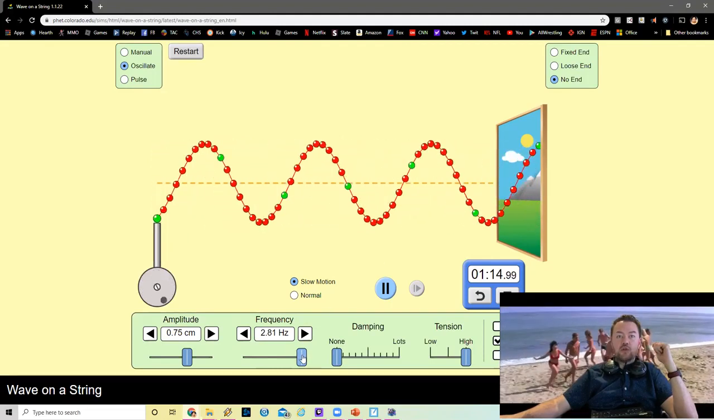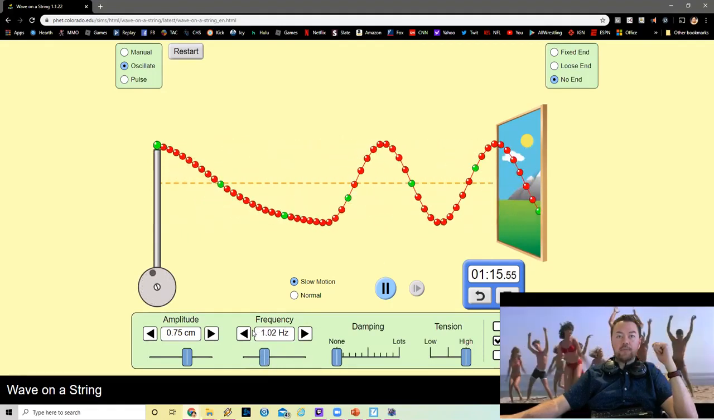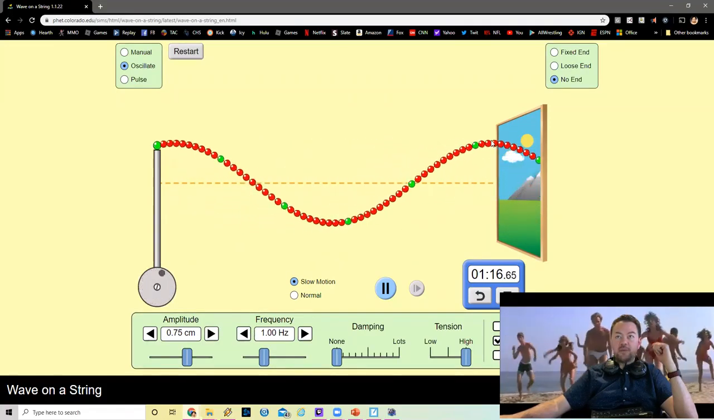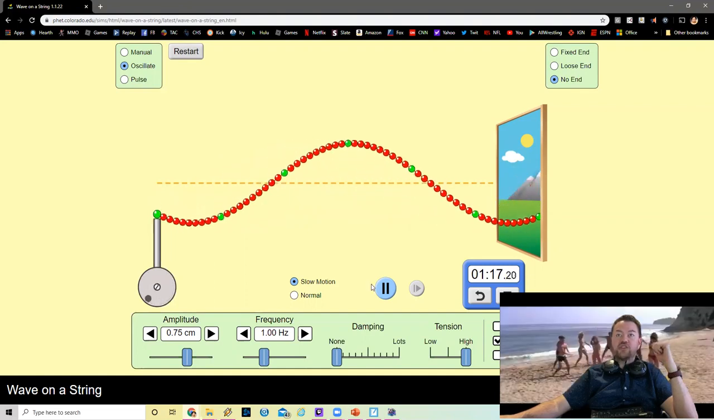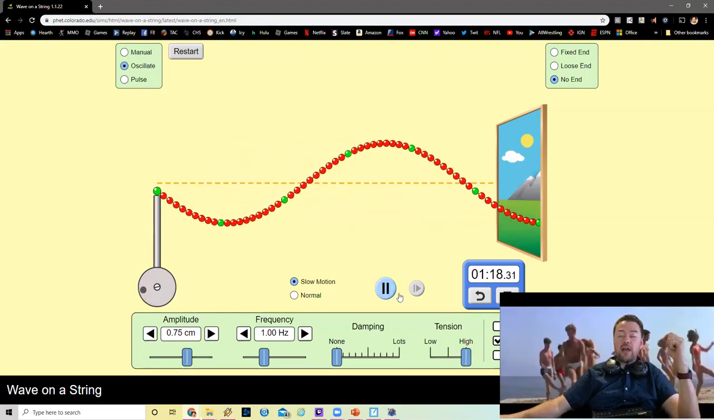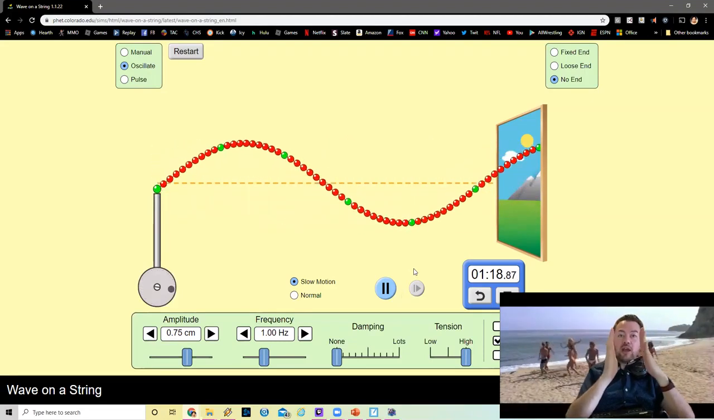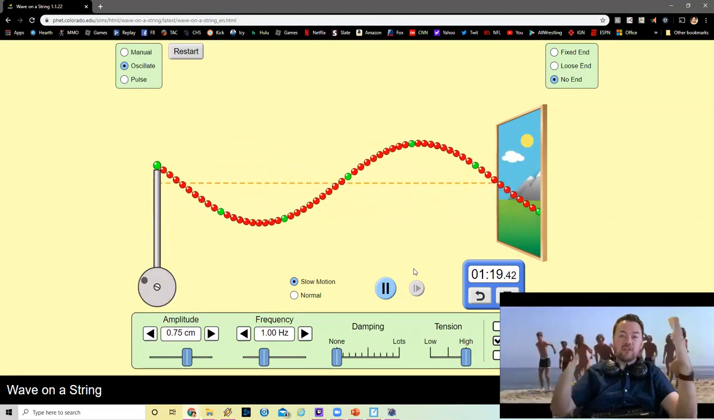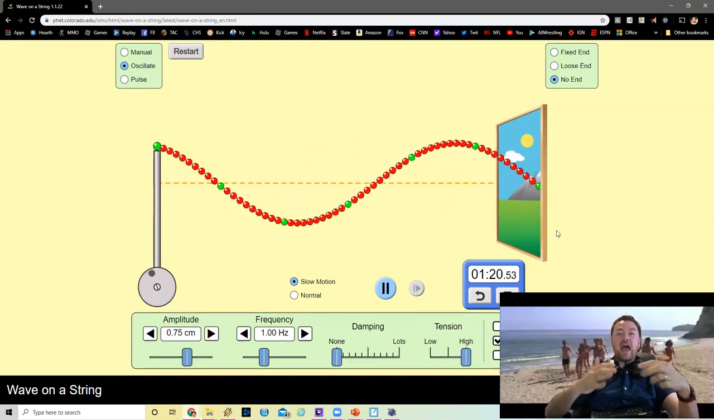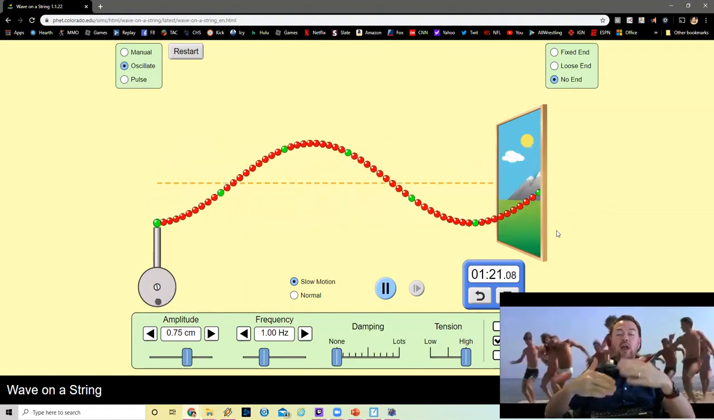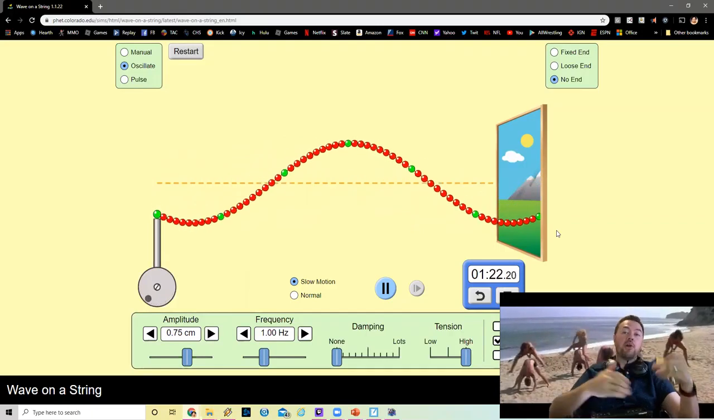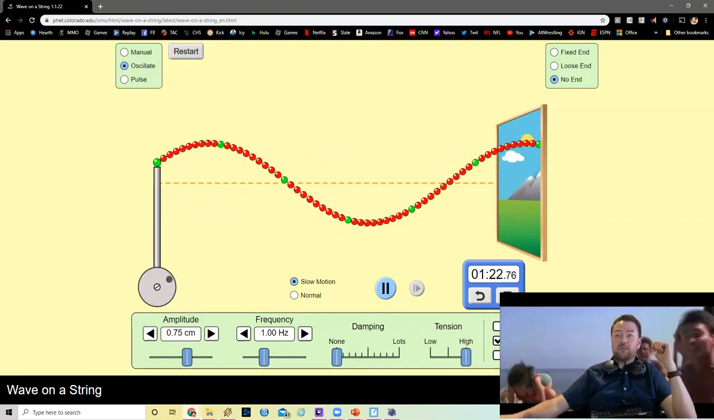If I were to bump that down to 1, it's moving the same speed as all the others. It's just that I have a longer wave versus the one where I had a shorter wave, more waves, shorter wavelengths, more waves. So that's speed. Speed is how fast that wave is traveling, or the amount of distance that the wave is traveling per unit time. And that's going to be it for today's lesson.